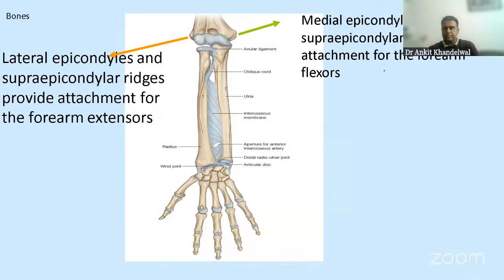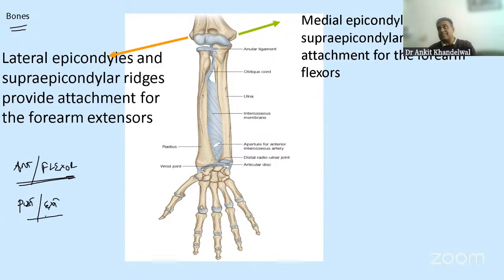Let's move forward. Right over here. So when we are talking about the forearm compartments, we have an anterior compartment and a posterior compartment. The anterior compartment is also known as the flexor compartment. So anterior or flexor, don't forget it. The posterior compartment is known as the extensor compartment.